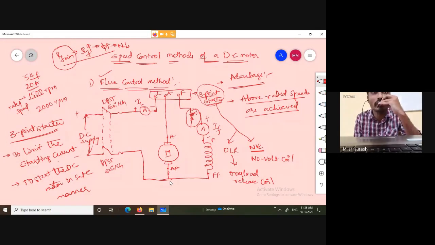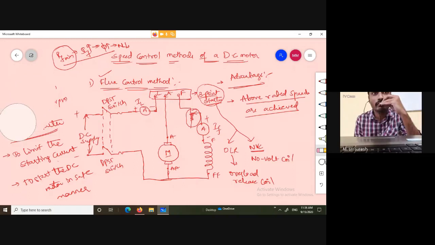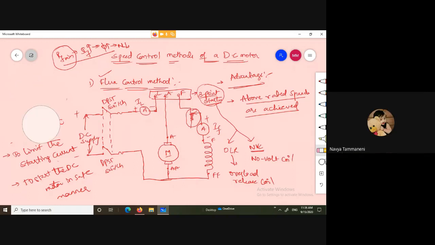Okay, this is an important point. In order to safely start the DC motor, we keep the field rheostat RF in the minimum resistance position. This is an important point. So by varying this resistance in steps, we will note down the corresponding readings of IL and IF. Up to here clear?